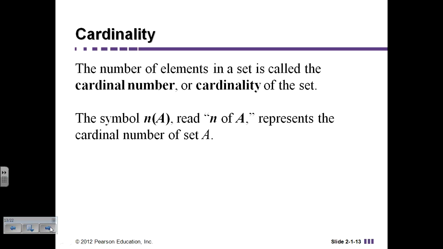Cardinality means the number of elements in the set. So if I'm asking you for the cardinal number or the cardinality of the set, we're asking how many elements there are in the set. The symbolic representation of that is n(A), which is read "n of A." And n of A represents the cardinality of a set.